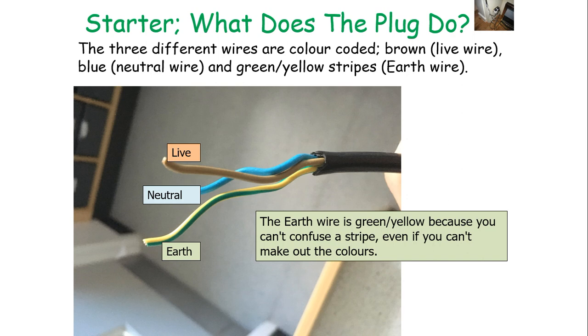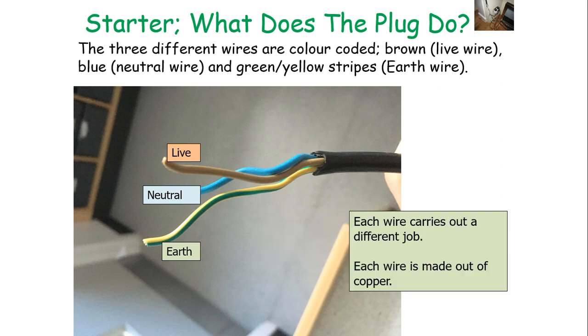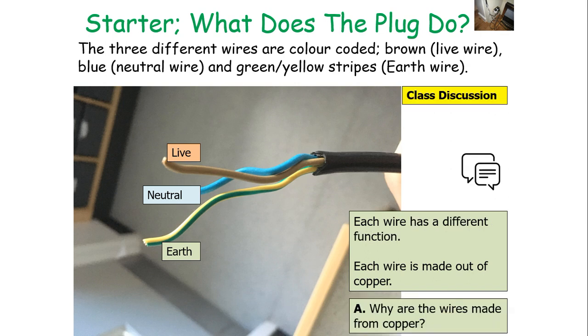Now, the earth wire is a green-yellow stripe because you can't confuse a stripe even if you can't make out the colours. So even if you are colourblind, you'd still be able to recognise the earth wire because it's a striped wire. Now, each wire carries out a different job and each wire is made out of copper.